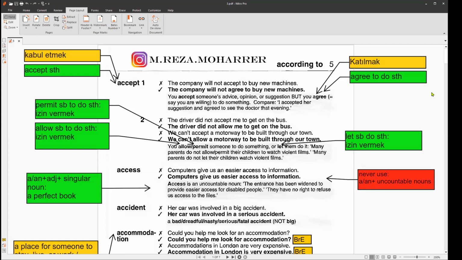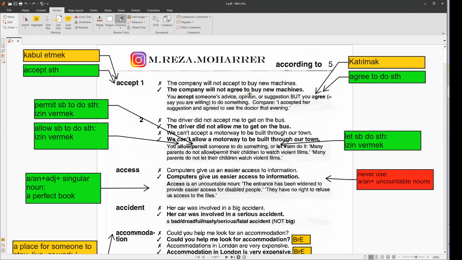Whenever we want to use this one, we have to use it in this format: agree to do something. Look here in the paper. You see, agree to buy. Agree to do something. The green parts are the formats, or you say kalıp in Turkish. We have to learn the formats. Always we use agree to do something. This is the format for agree, and the meaning is this one, katılmak, as you see.